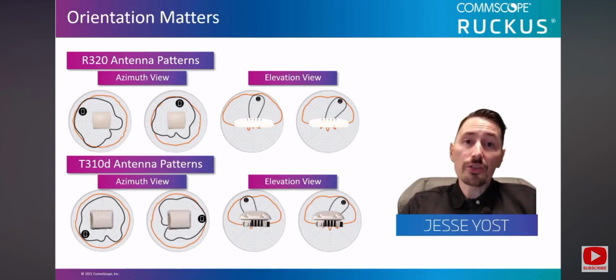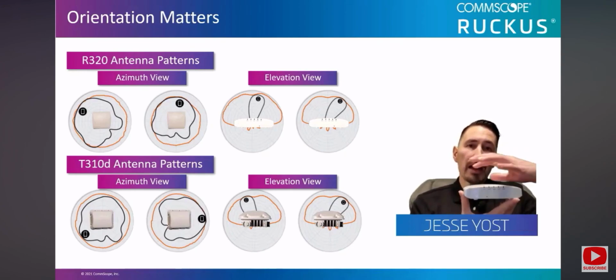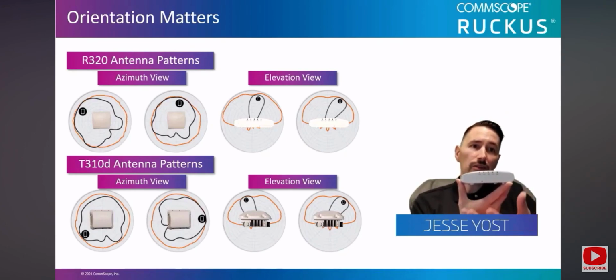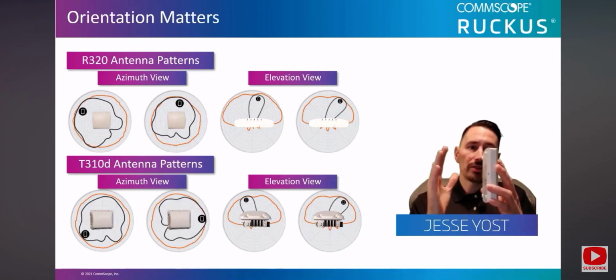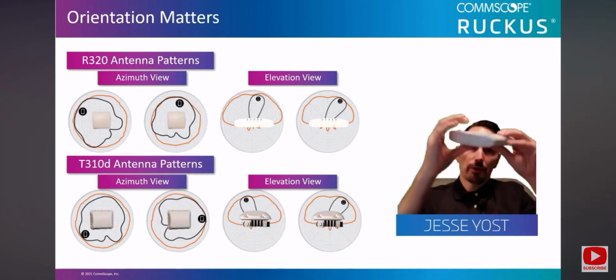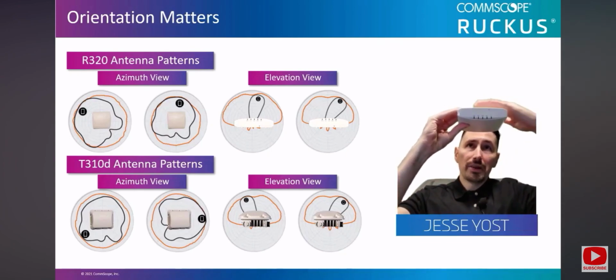In the case of the R320, it can be wall-mounted, ceiling-mounted, or placed on a tabletop surface. But you have to understand where the coverage is going to go. I have an R320 right here. If I were going to set this on a table, I would have coverage up here, but not so much below where the AP is sitting. If I were to mount this on a wall, I would have coverage on this side of the AP, but not so much on this side of the AP. If I were going to mount it on the ceiling, I would have coverage emanating down, but not so much the other way.